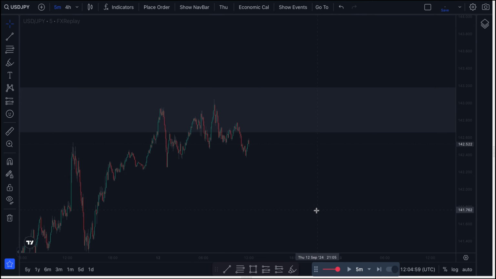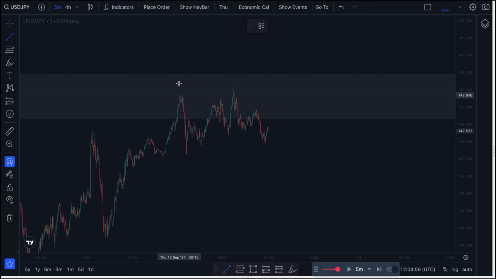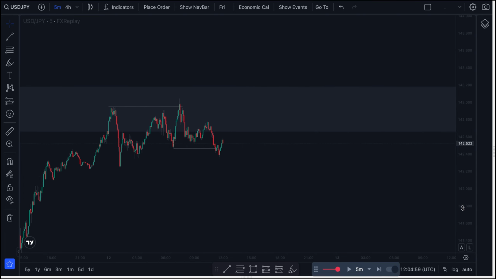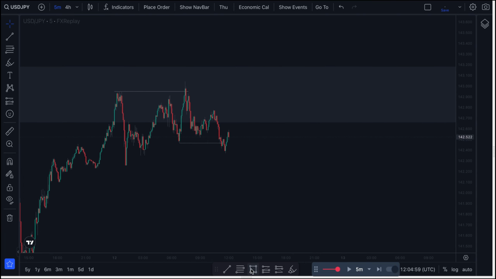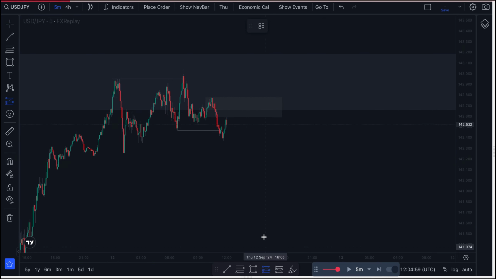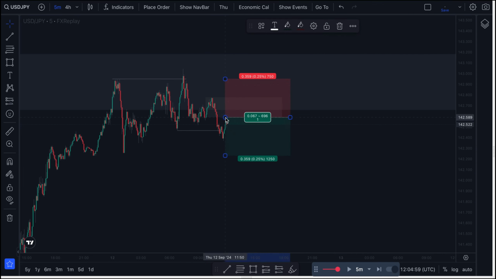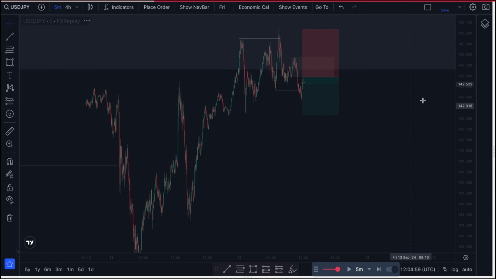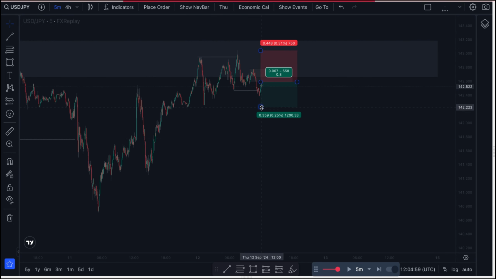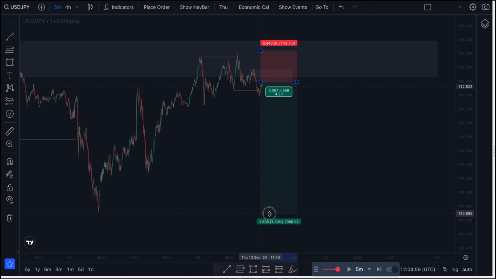And then I saw that we broke structure here after taking out this high. After taking out this high, I saw that we had this shift, market structure shift over here. So what I did was I marked out this entire area and I had my entry here. My stop was just above the high, and I target the last low for my take profit.